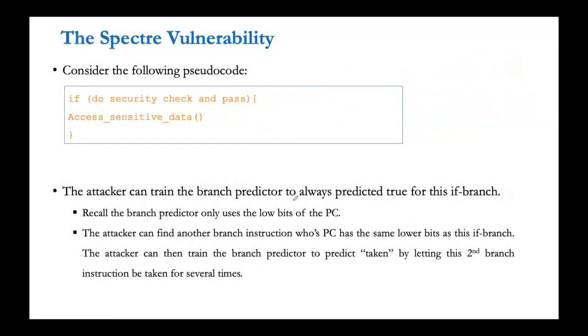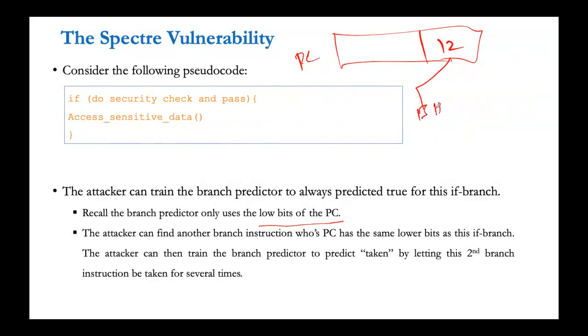So the attacker can train the branch predictor to always predict true for the if branch, and recall that the branch predictor only uses the lower bits of your program counter. As we have seen, it checks only the lower 12 bits to predict whether the branch will be taken or not taken. Using these 12 bits, when it goes to the branch history table, whatever the branch is there, it can be set to always taken, strongly taken.